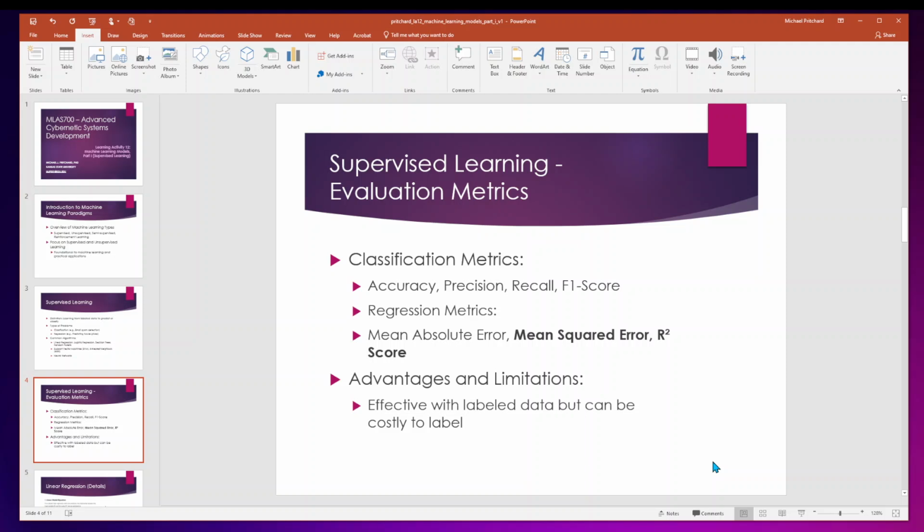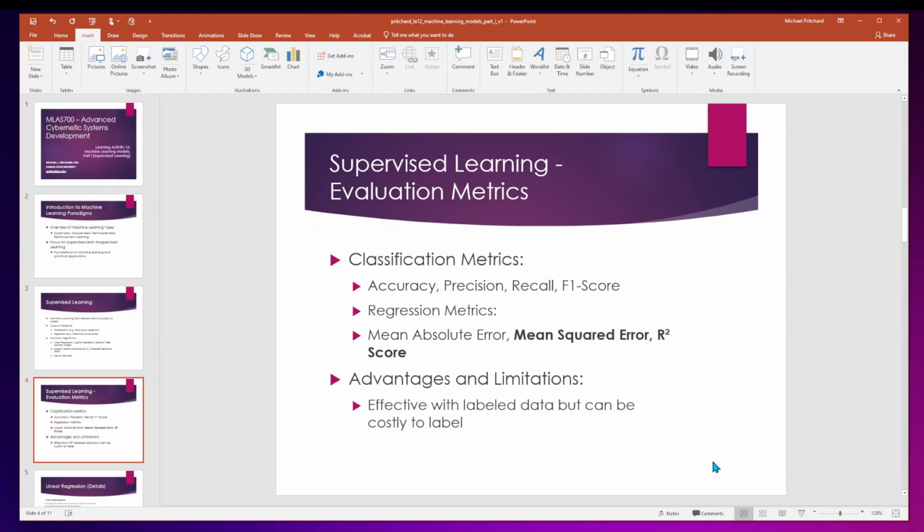So you've got accuracy, precision, recall. You've got an F1 score. For regression metrics, there's mean absolute error, the MAE. There's the mean squared error, MSE, and then there's the R2, which sometimes you'll see called the coefficient of determination.